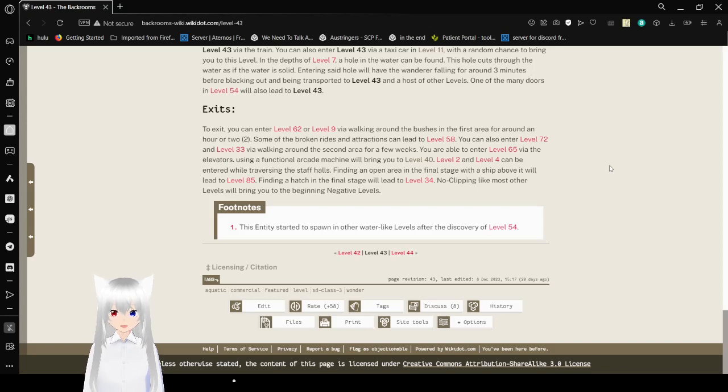Using a functional arcade machine will bring you to level 40. Level 2 and level 4 can be entered while traversing the staff halls. Finding an open area in this final stage with a ship above it will lead to level 85. Finding a hatch in the final stage will lead to level 34. No clue, like most levels, will bring you to the beginning of the negative levels.